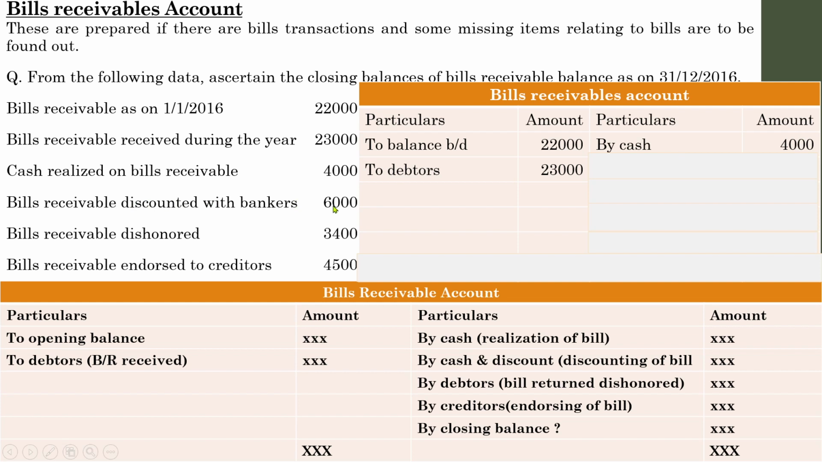So we have discounted this bill with the bank. 6,000. Next one, bills receivable dishonored. Dishonored means whenever a bill which was agreed by the bill debtors was dishonored, means cancelled or was incomplete in some way. So bill dishonored 3,400. Bills receivable endorsed to creditors 4,500. I have mentioned the meaning of endorse.